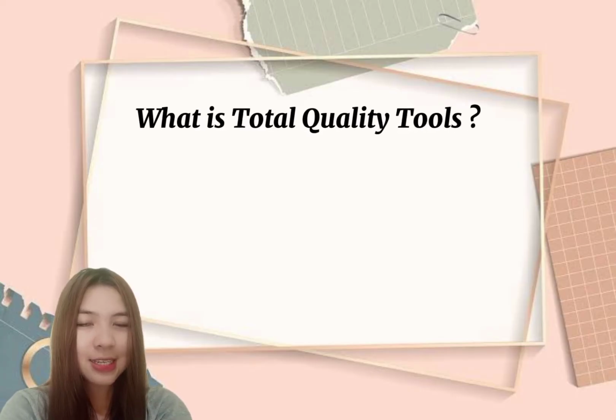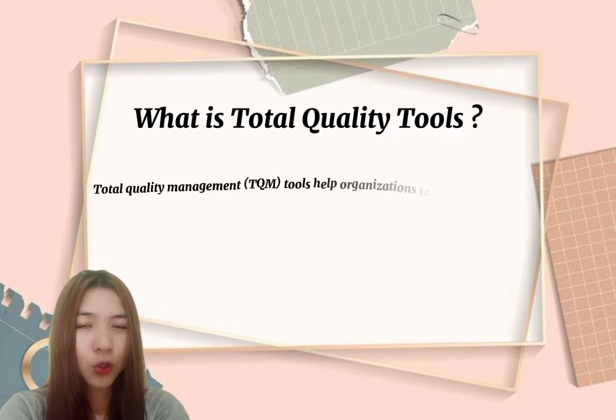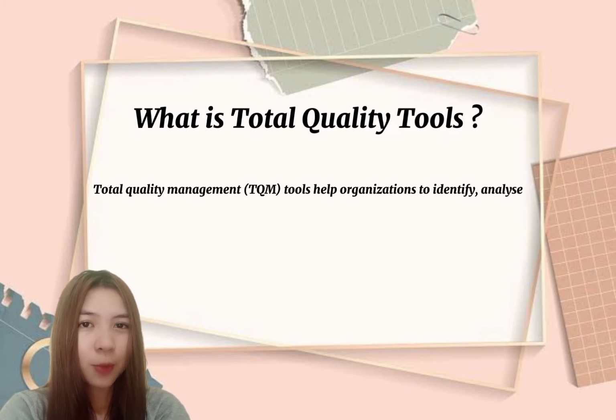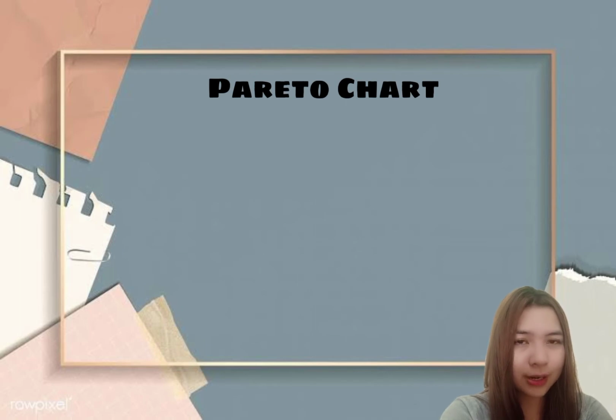The first is the definition of total quality tools. Total quality tools help organizations to identify, analyze, and assess qualitative and quantitative data that is relevant to their business. And next is Pareto chart.